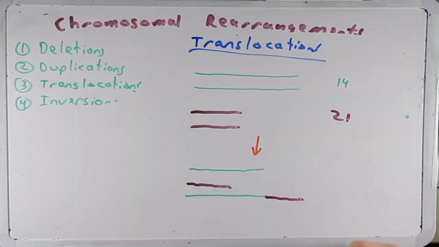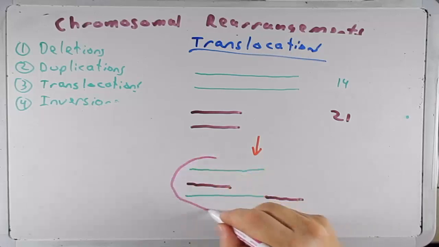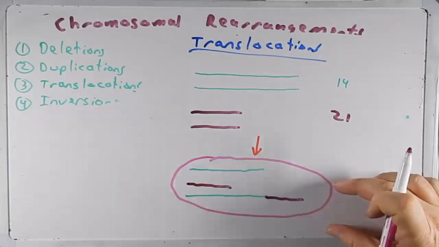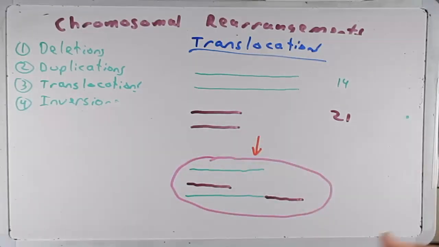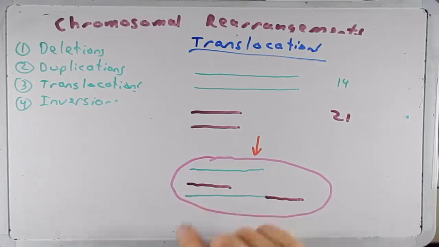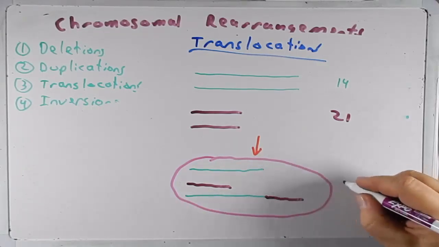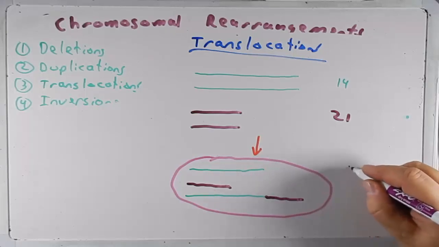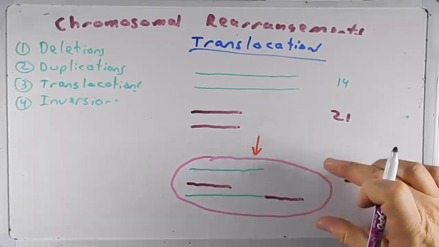attached to 21. So in this individual, let's put a circle around it so we know that this is a cell, and this could be 1 cell amongst the trillions of cells in that person. This person still has 2 copies of chromosome 14 and 2 copies of chromosome 21. And so you might say, well, that person should be fine. And if you were to say that, you would be correct. This person is usually fine.